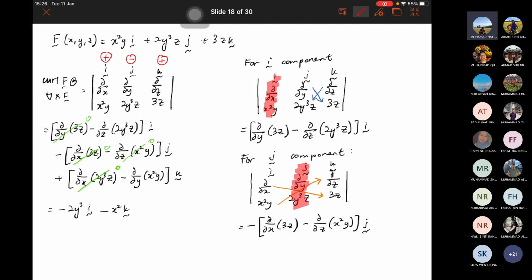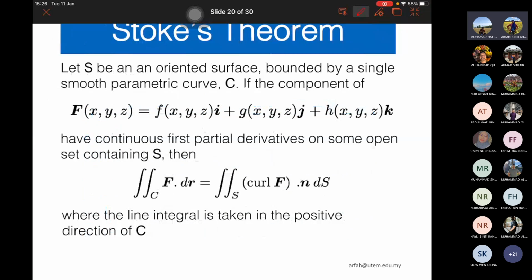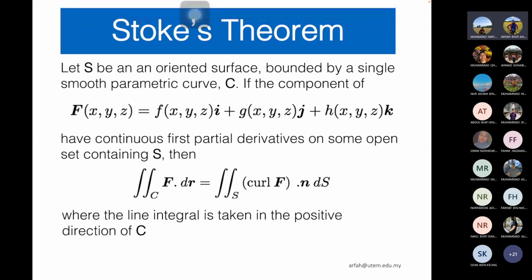Okay. So let's take a look into the next one. We have done with this one. Okay, done. So the next one, kita tengok kepada ada exercise. This one you can try by yourself. And then there is the Stokes Theorem. What does it mean by the Stokes Theorem and how you are going to solve for the Stokes Theorem. So let S be an oriented surface bounded by a single smooth parametric curve C.